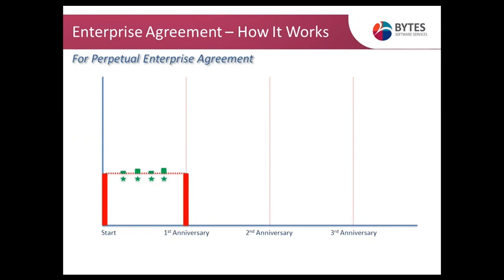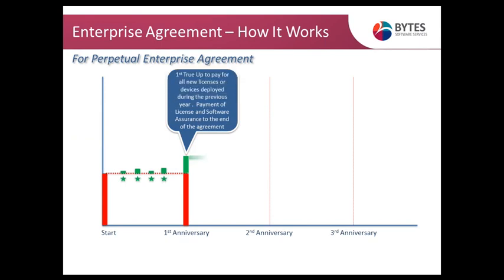You can add extra products into your estate throughout the year for those products that were included in your enterprise agreement, and you don't need to pay for those at that time. You just wait until the next anniversary, and you then perform what's known as a true-up. So all those products or users or devices that you've added through the previous year that were in your enterprise agreement, you then do a true-up at the first anniversary.